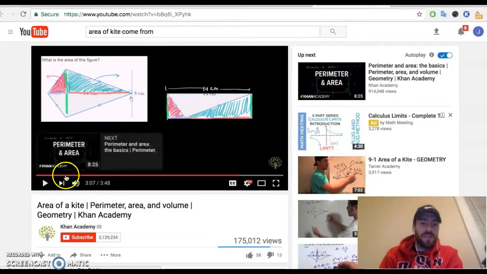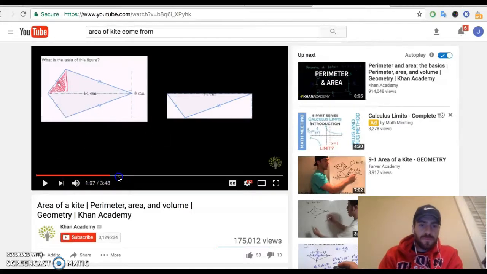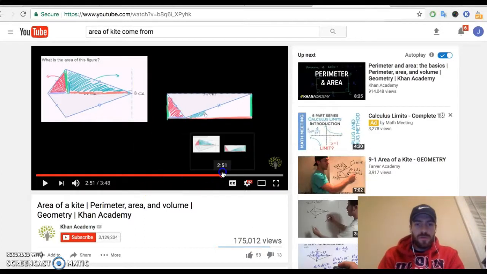Now let's look at the kite. Kite is kind of the same thing. Remember, it's diagonal 1 times diagonal 2 times 1/2. So here's our diagonal 1, 14. Our diagonal 2 is this 8 right here across. So what this person is going to do, they're going to take this red part and move it down here, and this blue part move down here, and form a nice little parallelogram or rectangle. Oh, look at them go.